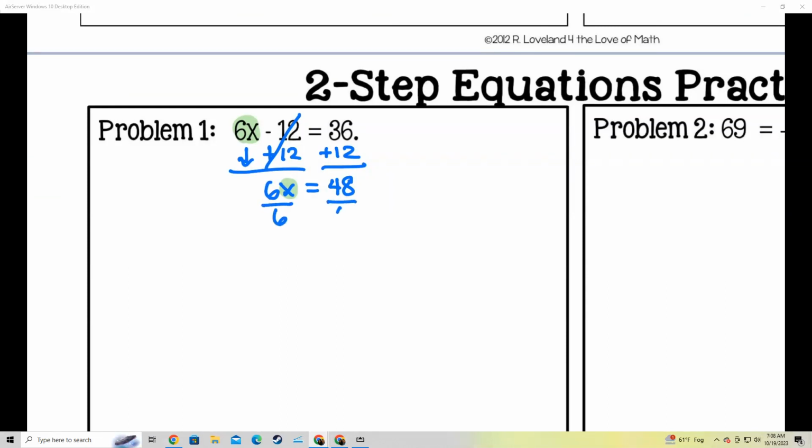Again, this time, since I'm doing a division, I'm putting that line in between the numbers. Okay, that means I'm dividing both sides by 6. I get x equals 48 divided by 6 gives me 8.